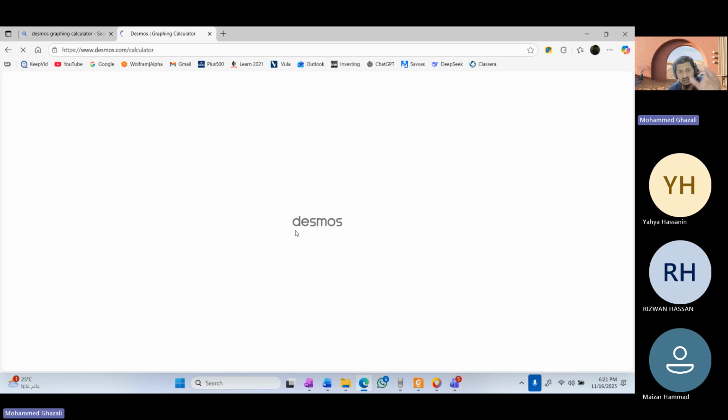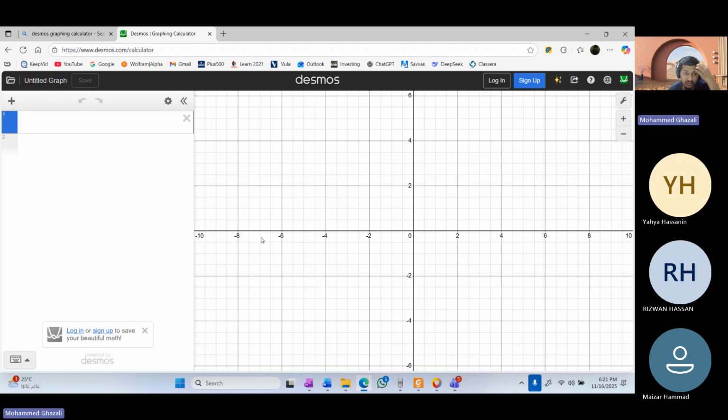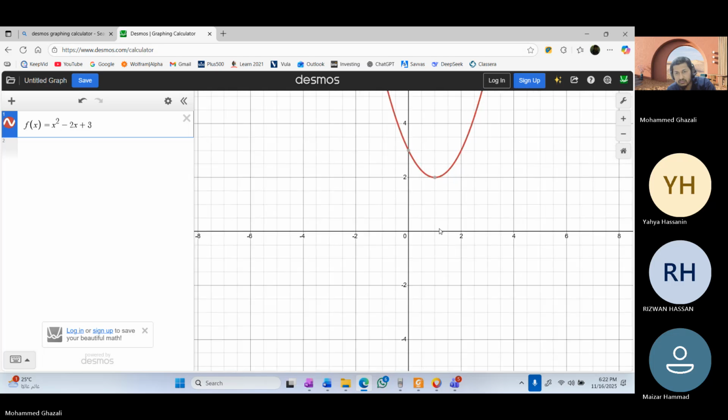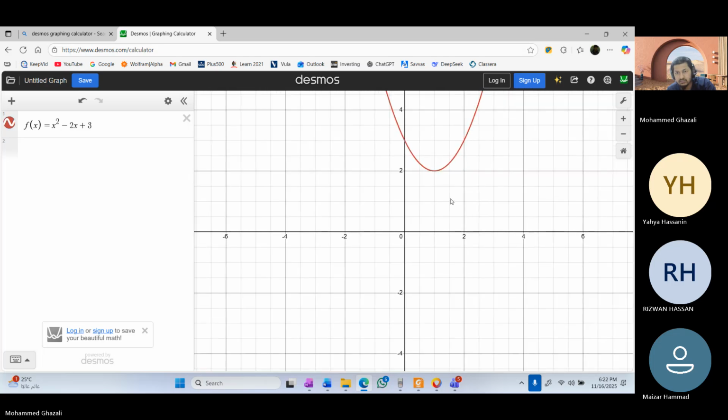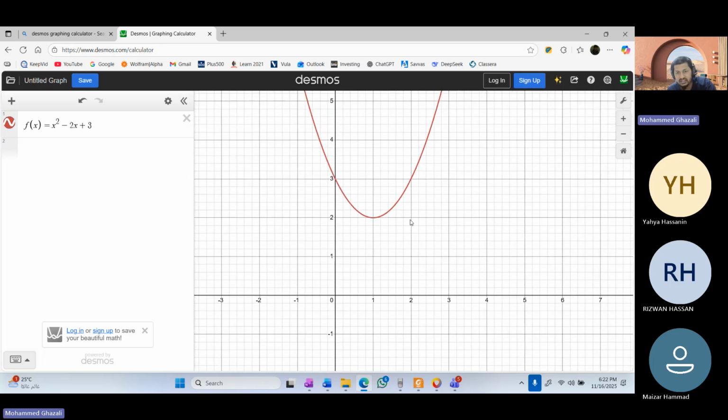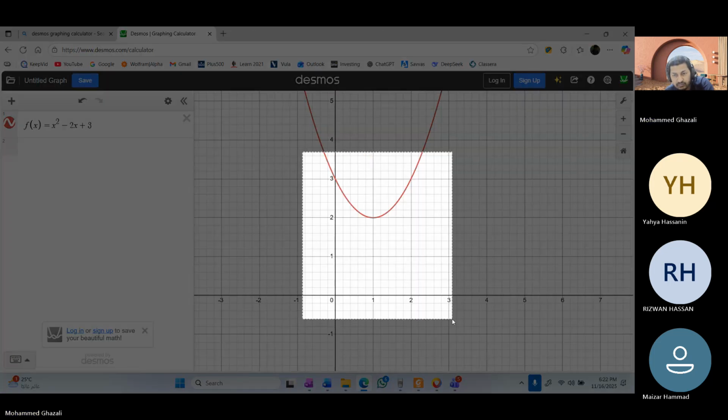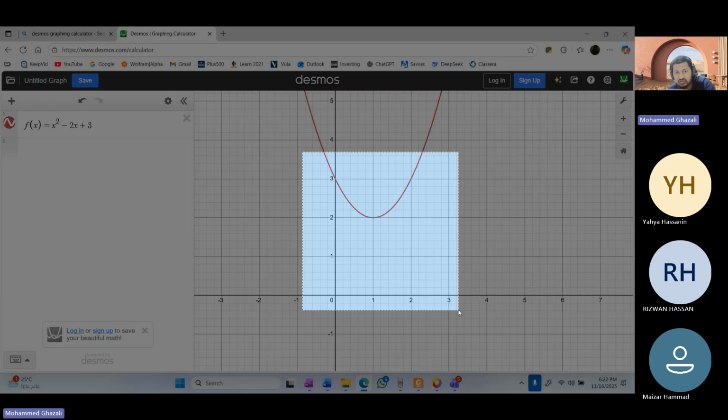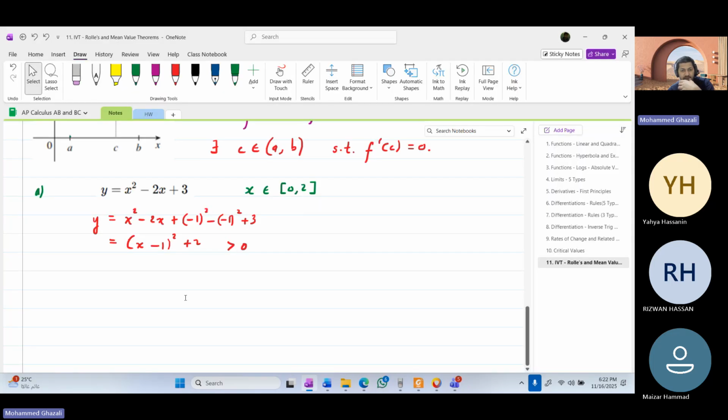Yeah, and just take that piece of the function, all right? x squared minus 2x plus 3. Okay, we see that. So we're only interested in this piece of the graph because they said must sketch the graph between 0 to 2, okay?